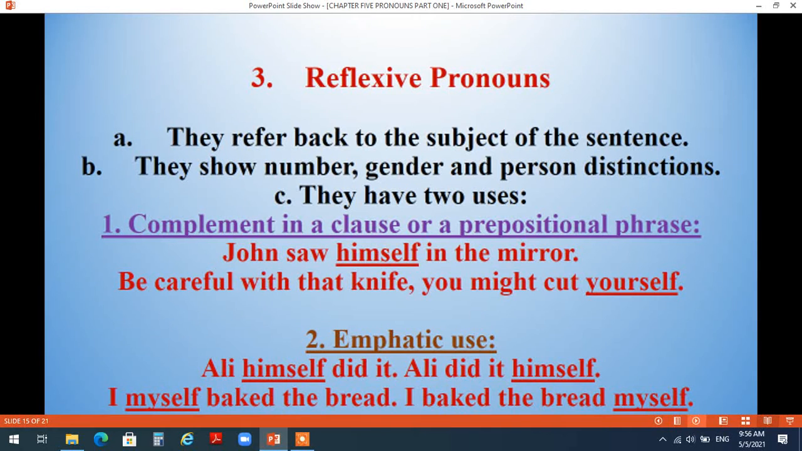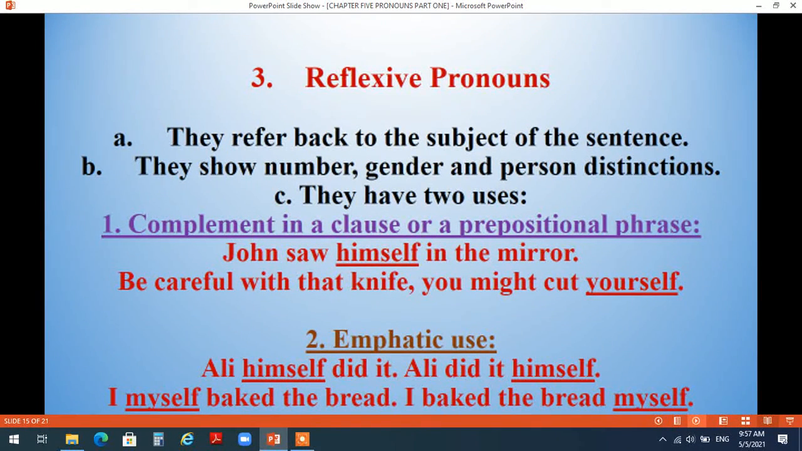They have two uses. أيضا تستخدم في حالتين. الحالة الأولى they are used as complement in a clause or a prepositional phrase. إذن ممكن أن تستخدم كتكملة للجملة أو للعبارة الفعلية أو تكملة لشبه الجملة. For example, when you say John saw himself in the mirror. Himself is the reflexive pronoun. Himself هو الضمير الانعكاسي. كما تلاحظون it refers back to the subject، يعود على الفاعل اللي هو جون، ووظيفته استخدم في هذا المثال كتكملة للجملة أو للعبارة الفعلية.